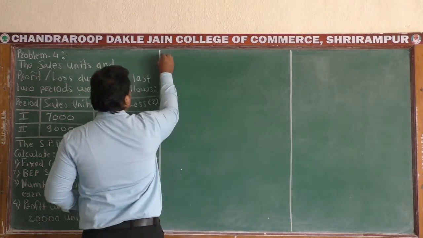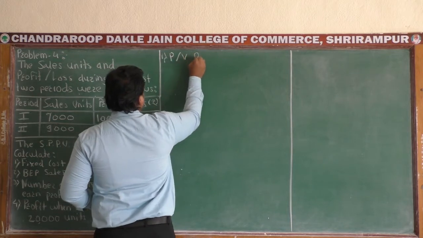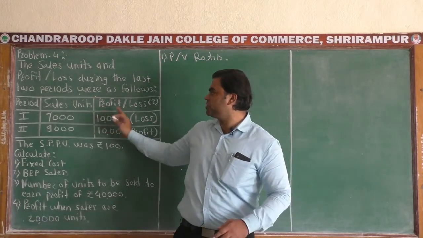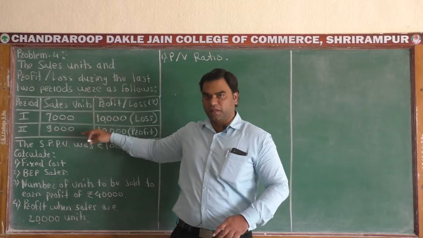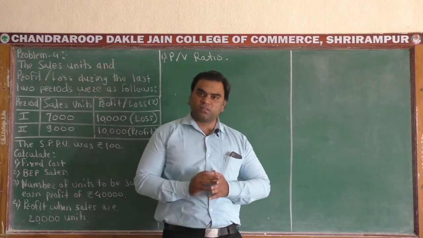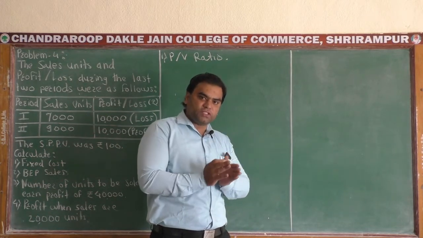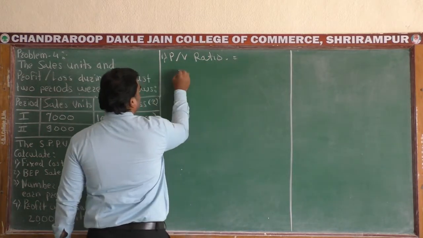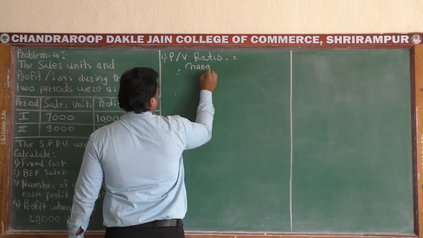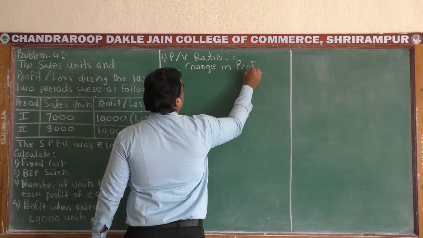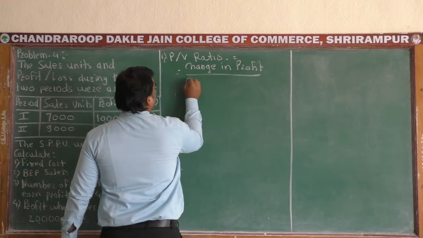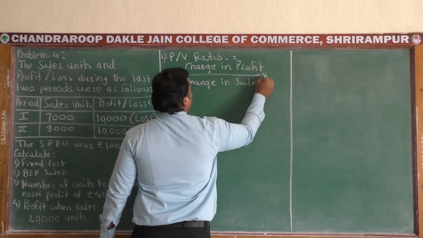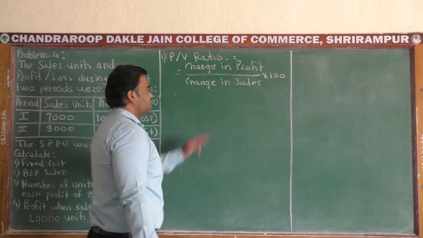So let's start with PV ratio. How to calculate the PV ratio? Here the position of profit and position of sales is given of 2 years. So which formula of PV ratio we can use? Change in profit upon change in sales into 100. That formula we are going to use now. Change in profit upon change in sales into 100.